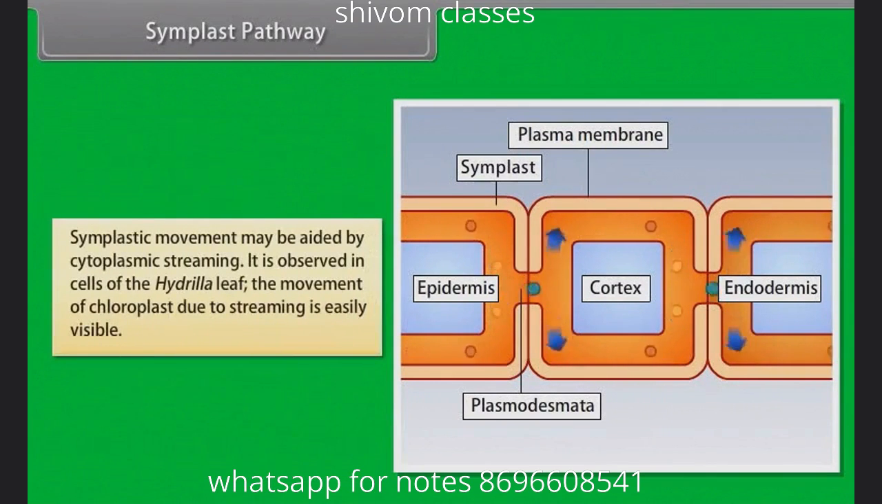Symplastic movement may be aided by cytoplasmic streaming. Cytoplasmic streaming is observed in cells of the hydrilla leaf. The movement of chloroplast due to streaming is easily visible.